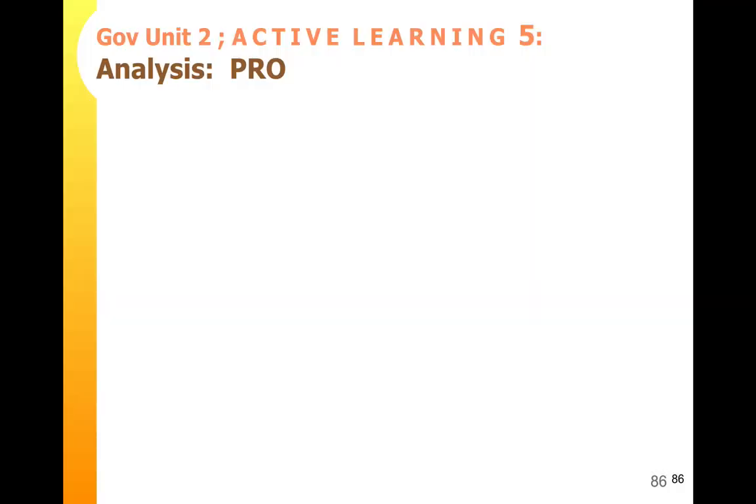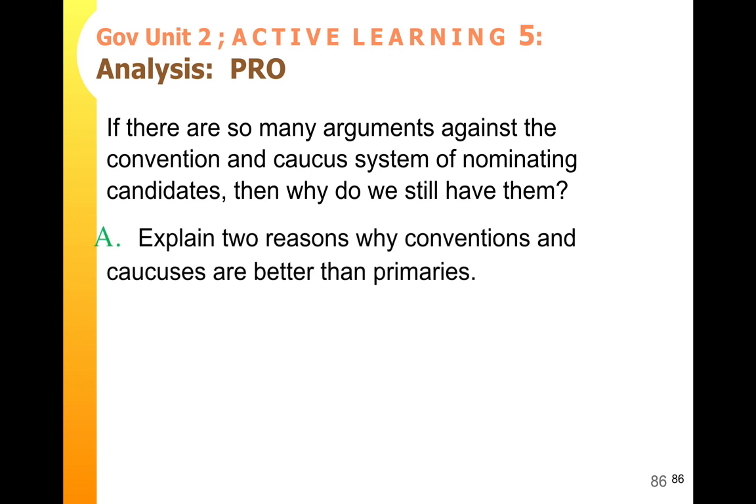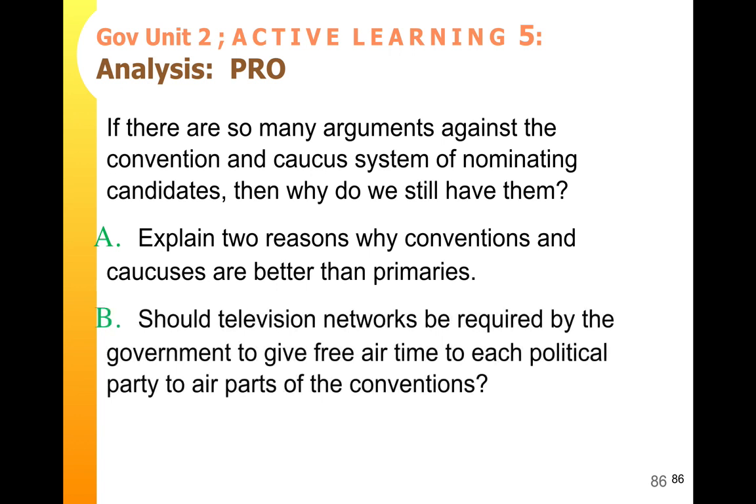All right, let's do active learning number 5. So go ahead and get out your active learning sheet. I want you to come up with a list of pro arguments. What are the best things about the way that we elect our president comparatively to maybe a different way of choosing the president? So explain 2 reasons why conventions and caucuses can be better than ballot primaries. And question B, should television networks be required by the government to give free airtime to each political party so that they can air parts of the convention speeches?